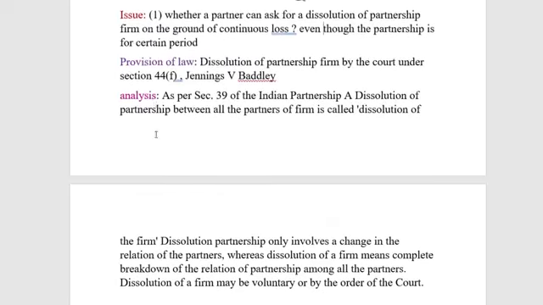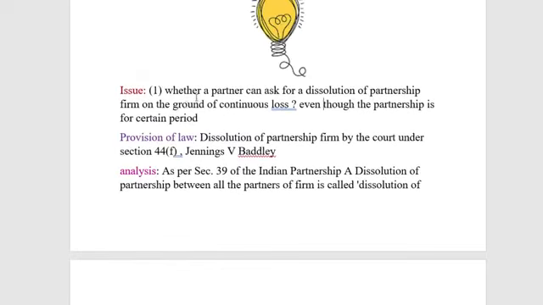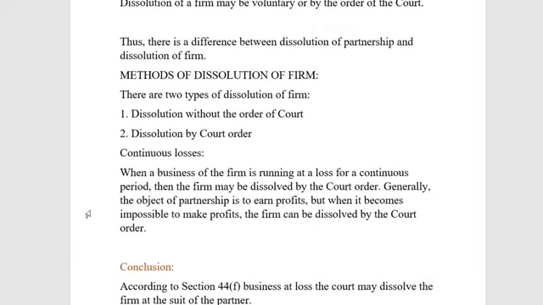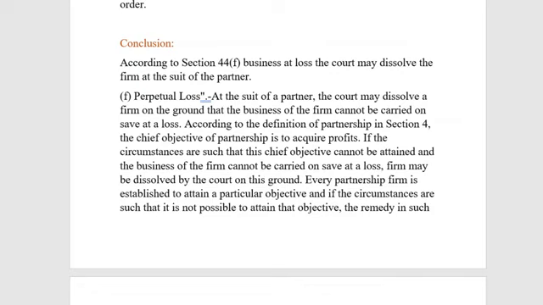So here we have come to know the issue. What is the issue? When there are continuous losses, even though the partnership is for a certain period, what should be done? They can ask for the dissolution of the partnership firm. It has been given under section 44F. The applicable case law is Jennings versus Badley. So in the analysis and the conclusion part, we can write all these things.